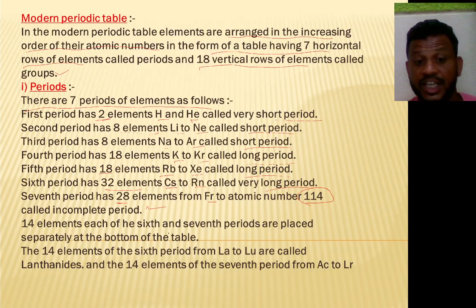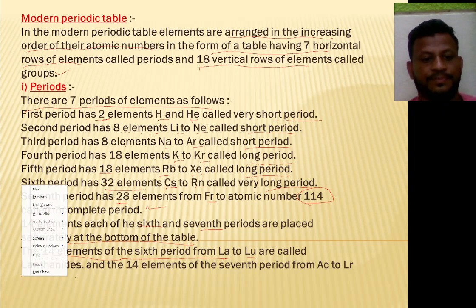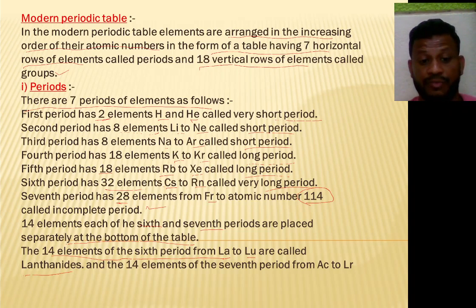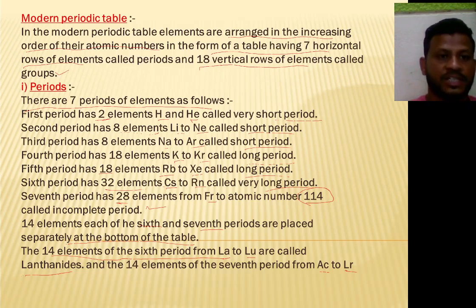The 14 elements each of the sixth and seventh periods are placed separately at the bottom of the table. The 14 elements of the sixth period from La to Lu are called the lanthanides. The last two rows, I told you, are different, and the 14 elements from Ac to Lr are called the actinides. These are the periods of the modern periodic table, as I explained before in the slide.